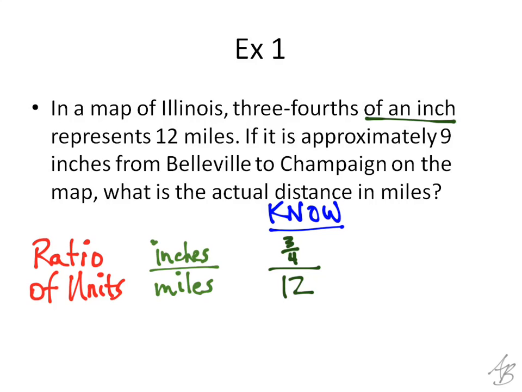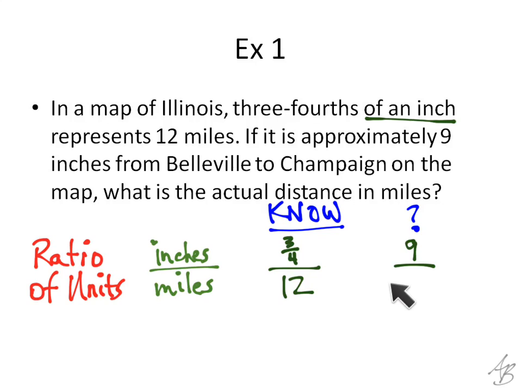Okay, and then the part that we want to know, or the part that we don't know yet, I'll just put a question mark there. That's going to be another ratio. We're going to know part of it, though. So it says it's approximately 9 inches from Belleville to Champaign. So in this ratio here, where is the 9 inches going to go? Top or bottom? Top. I heard both answers. Top or bottom? Top. Why top? Because it's inches on the map, right? So remember, the top is always going to be inches. The bottom's always going to be miles.